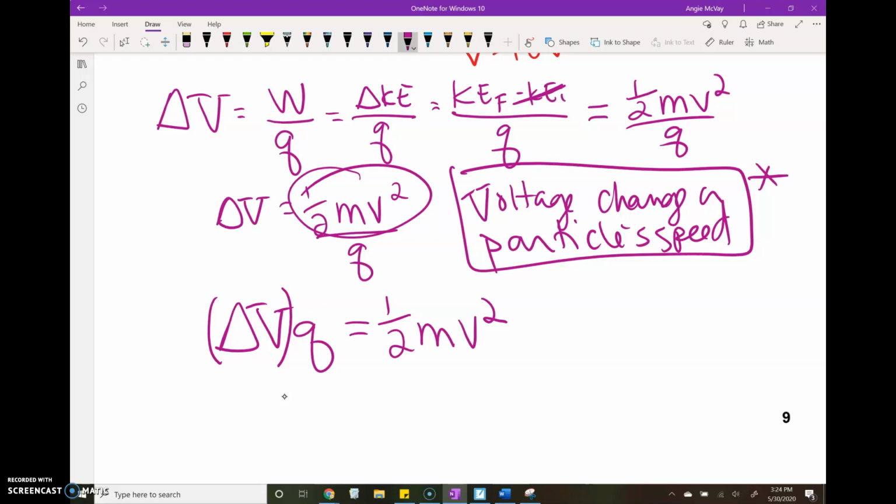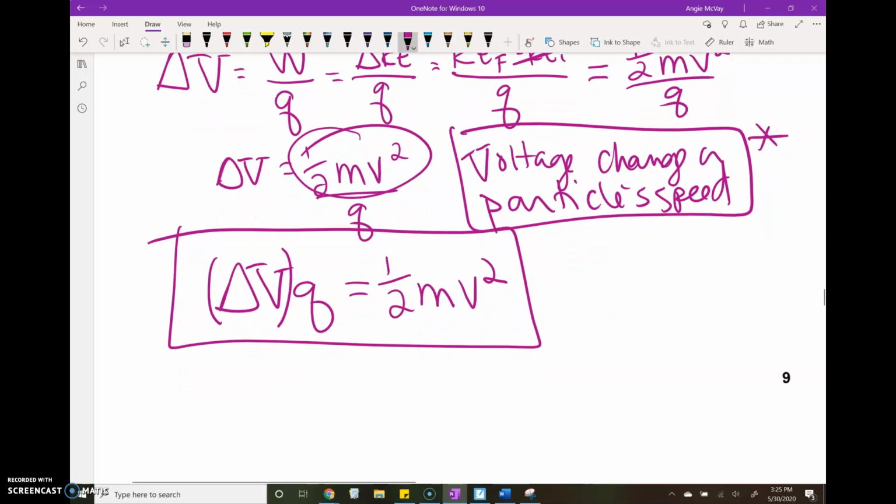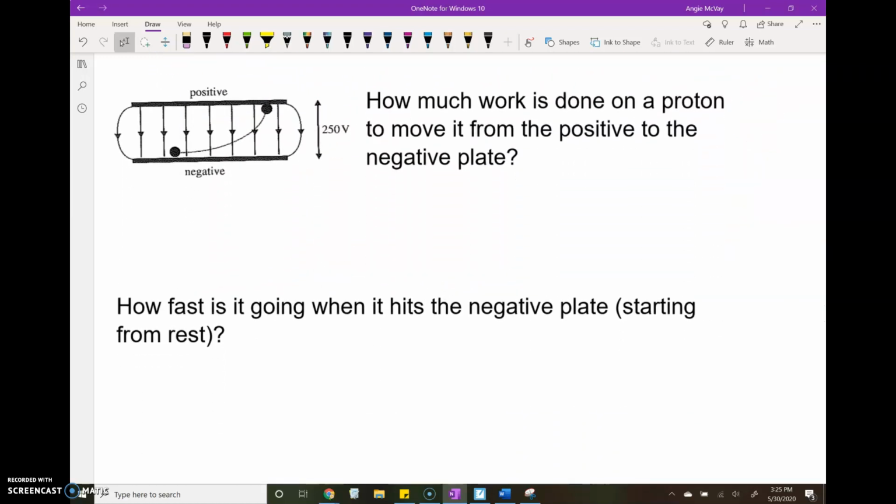Okay, we're going to see this equation over and over and over again in this unit, in the circuits unit, in the magnetism unit, when we study quantum, nuclear, and particle physics. It's going to be an equation you're going to want to know and love. Commit it to your heart. So if a charge is moving through a potential difference, its kinetic energy is changing. With that information, let's go ahead and try this problem.